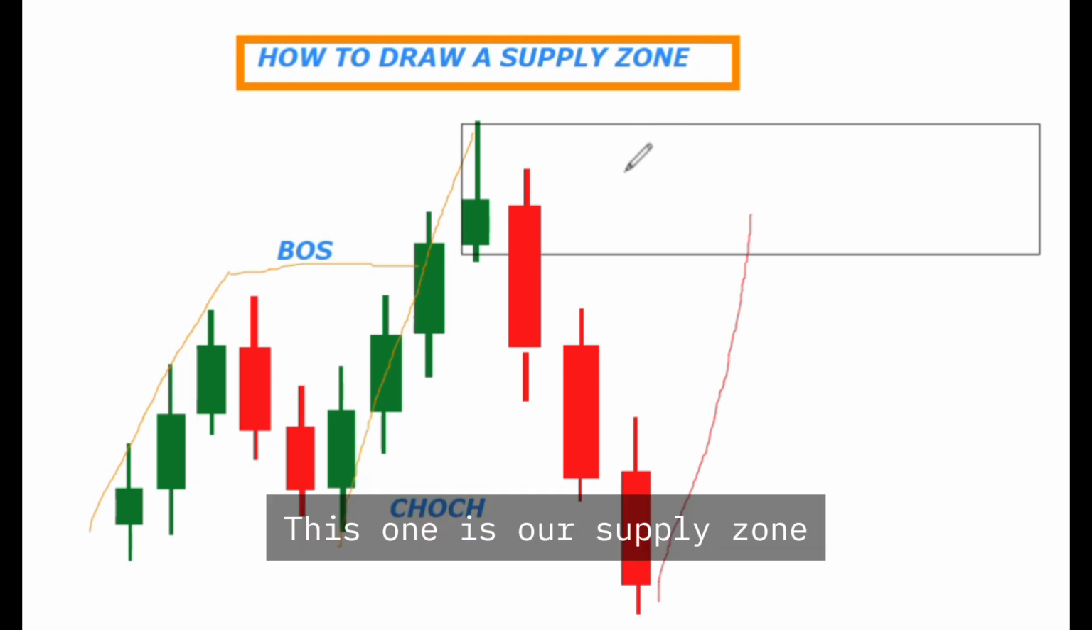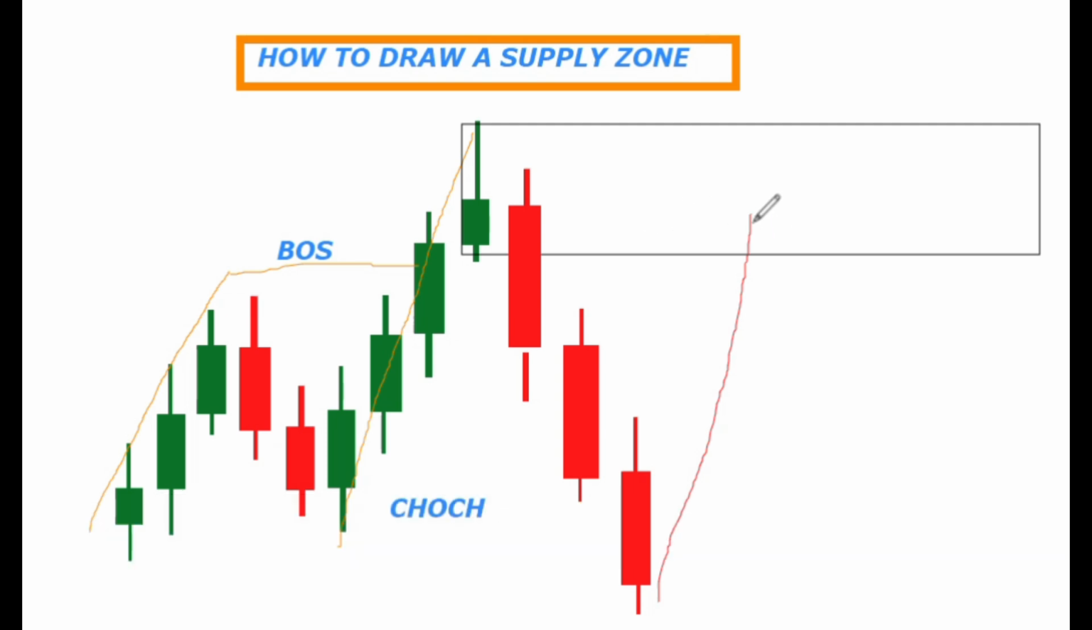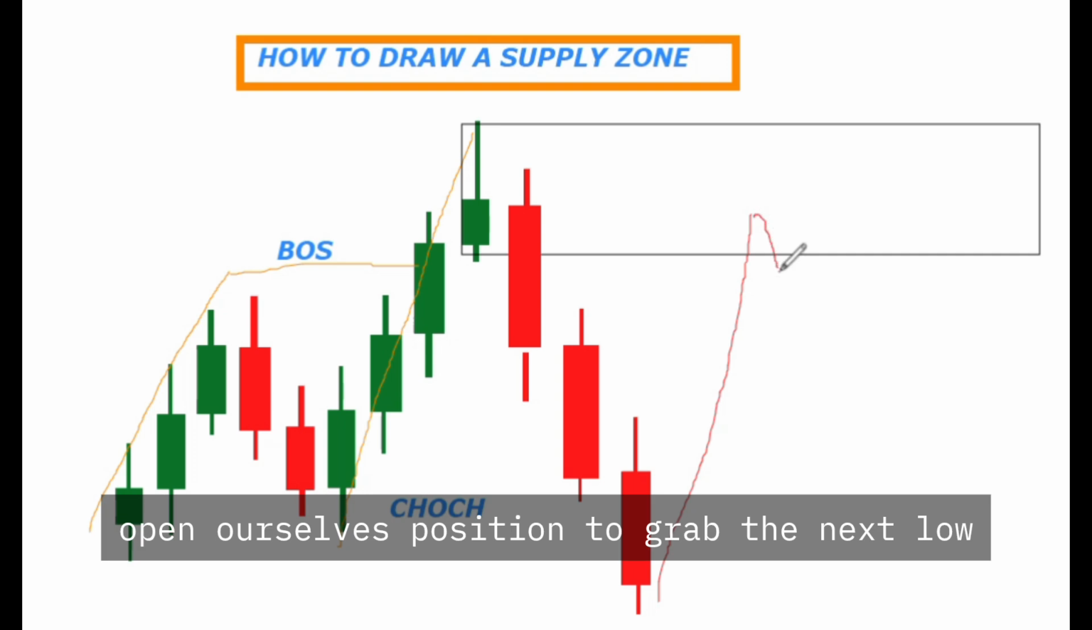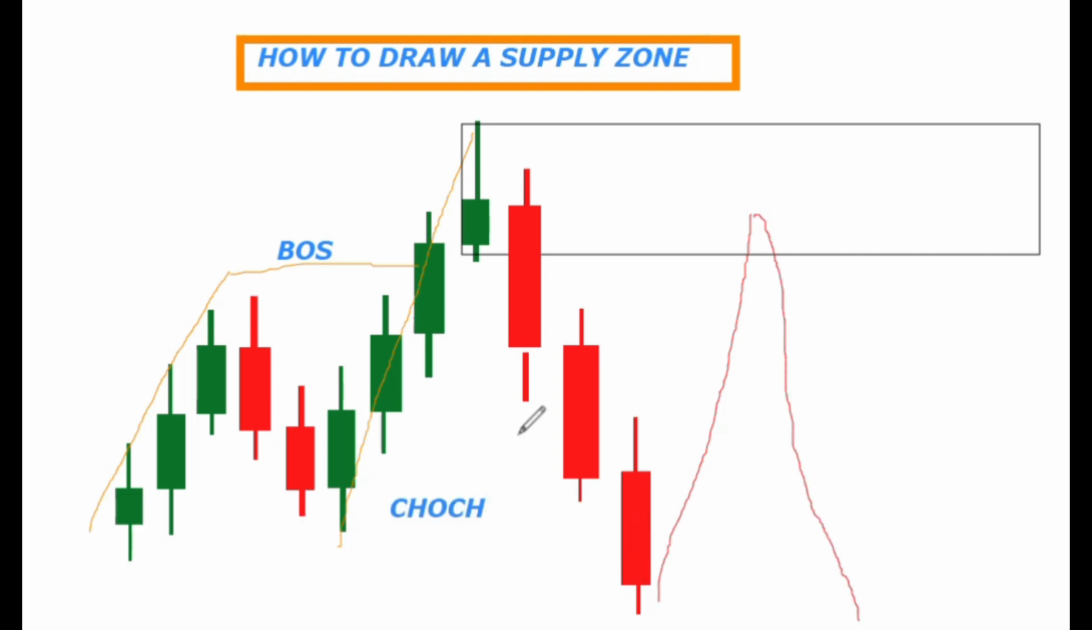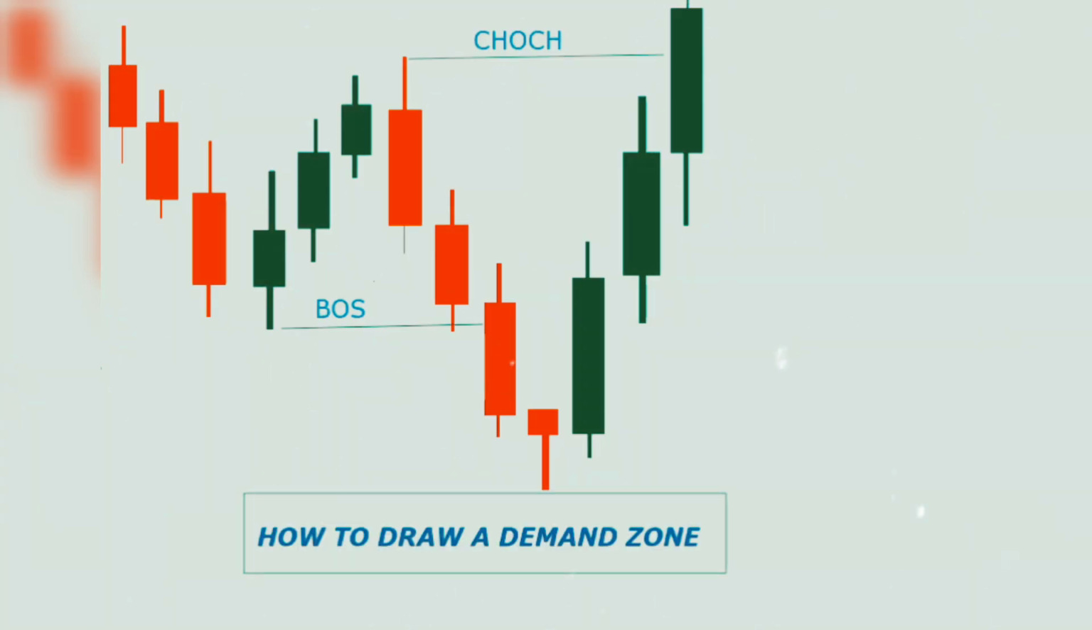This one is our supply zone. The area that we marked is our new supply zone. We expect price to come to this area, then we open our sales position to grab the next low. That's how we draw a supply zone. Let's look at how to draw a demand zone.